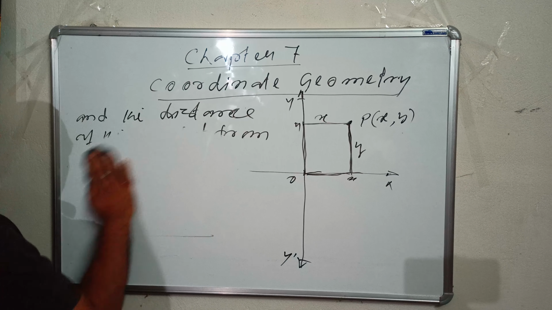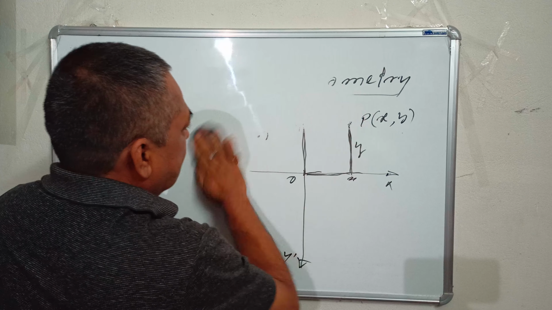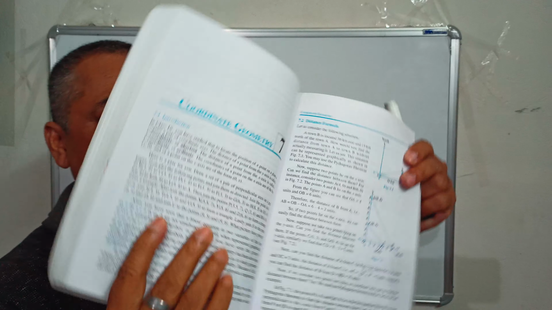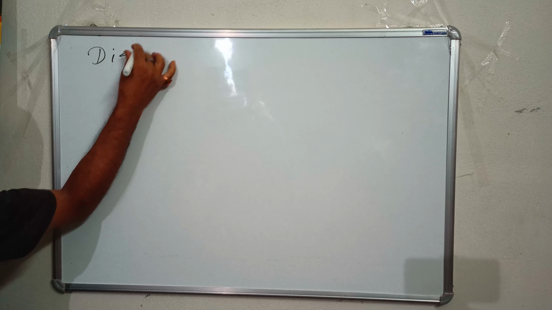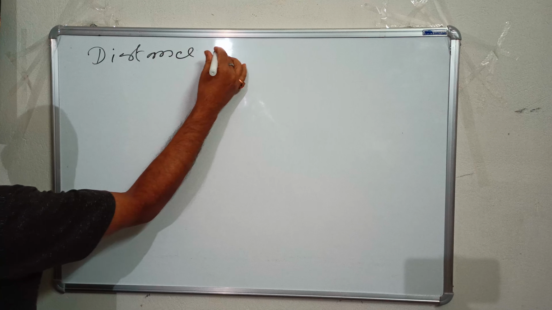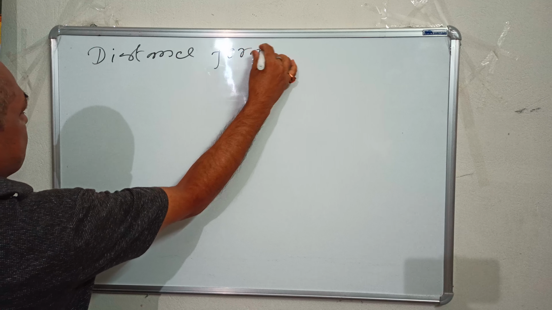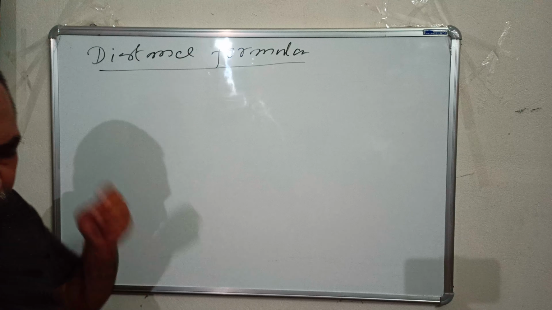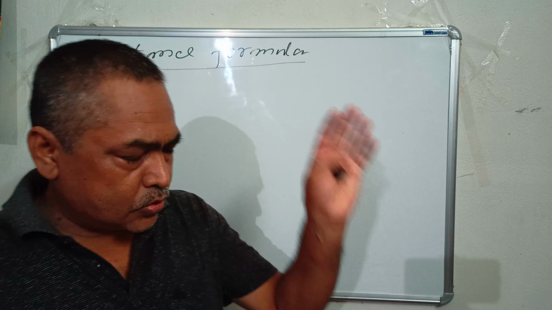Now I go to a formula. In this Chapter 7, coordinate geometry, the first formula is called the distance formula. First you have to learn the distance formula, what it is, how it is derived, and you are going to use it so many times.